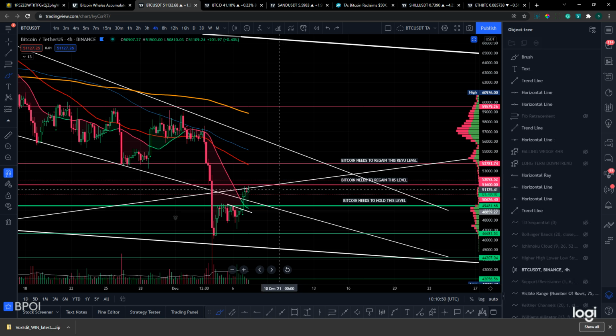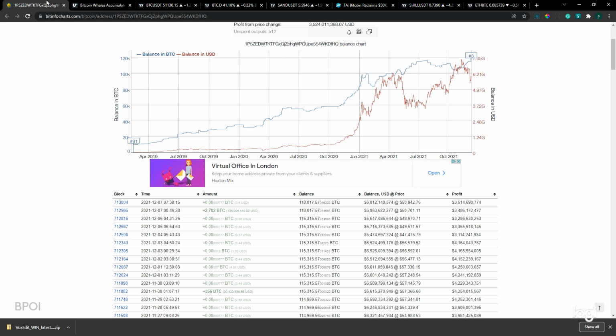So we're just waiting for Bitcoin to make some sort of move that gives us a bit of reassurance that we can start trading. Okay. On the positive side, our number 3 whale, this is the guy we monitor, he's just bought 2,702 Bitcoins with 5,983,622. Okay, so there is mass accumulation going on.